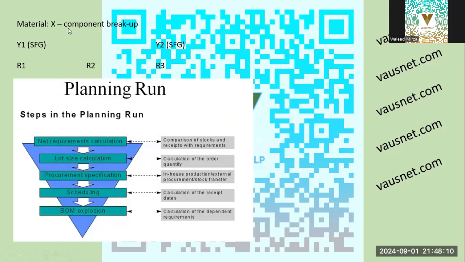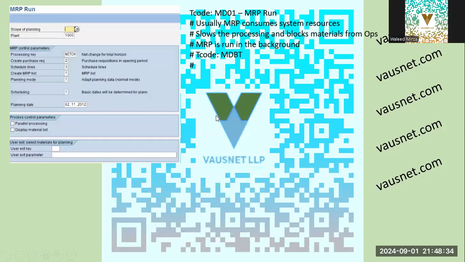2012. For example, we have a material component and we want a breakup because this is a finished product. So how many semi-finished products will be needed and how many raw materials will be required to make this finished product? That is basically this aggregation, and that is also a part of your planning run.